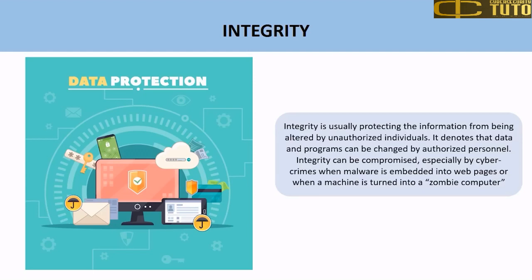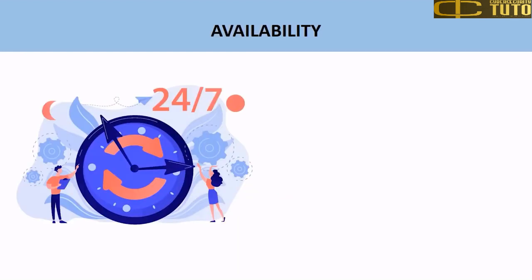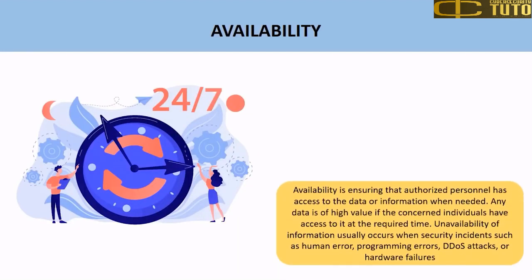Integrity can be compromised, especially by cybercrimes, when malware is embedded into web pages or when a machine is turned into a zombie computer. This helps the users to trust the system they are putting to use. The third and last one is availability.